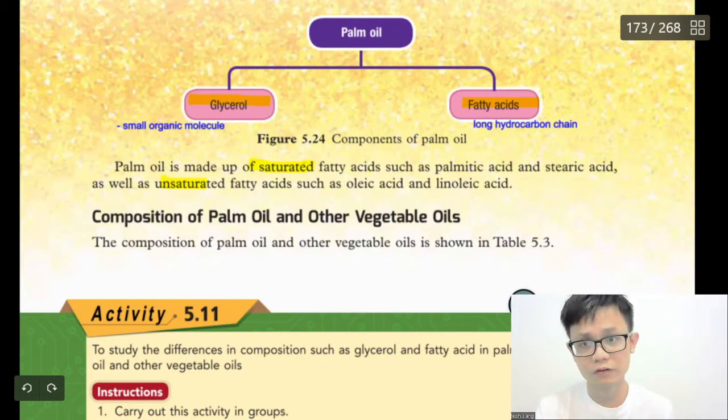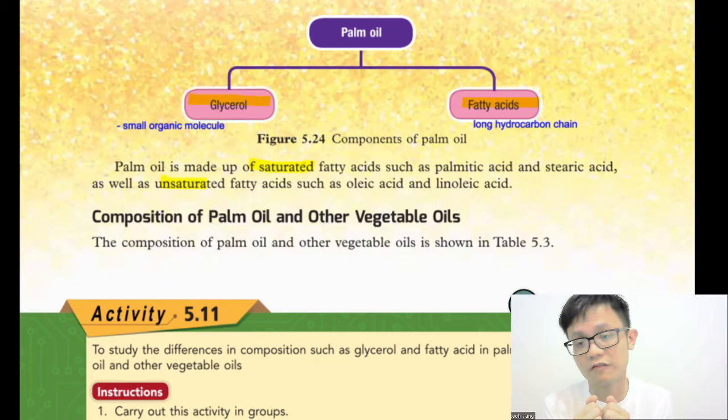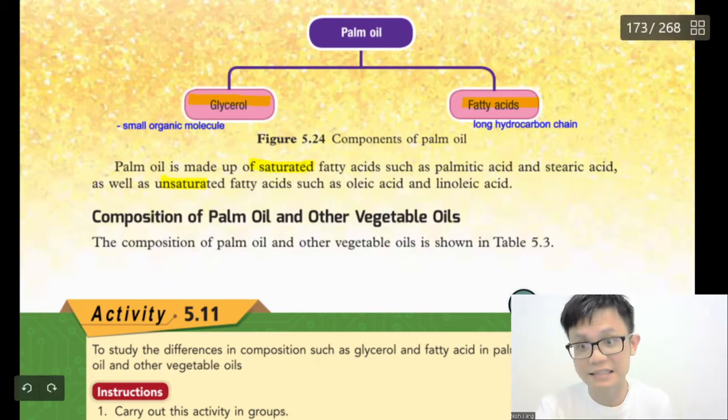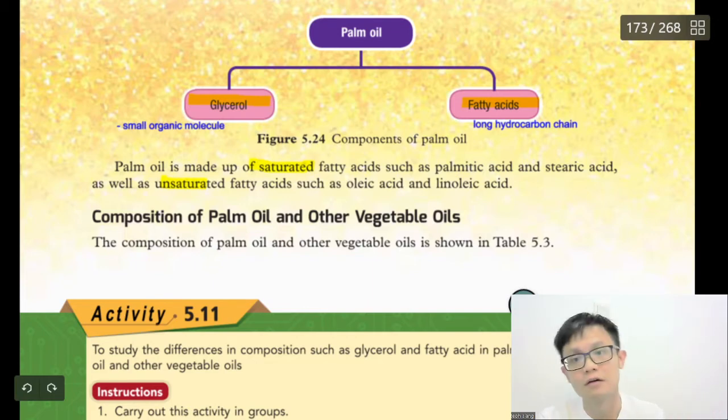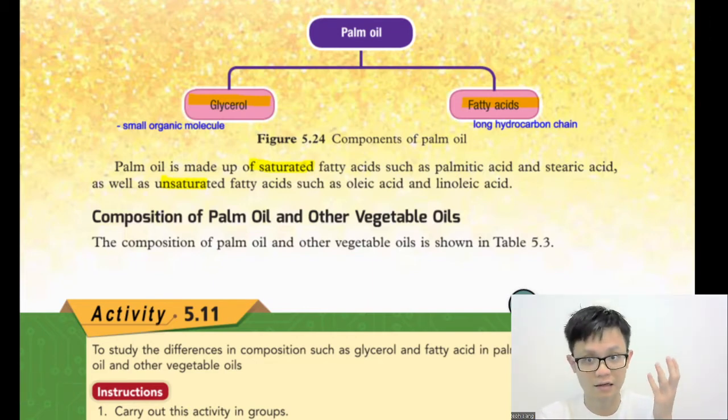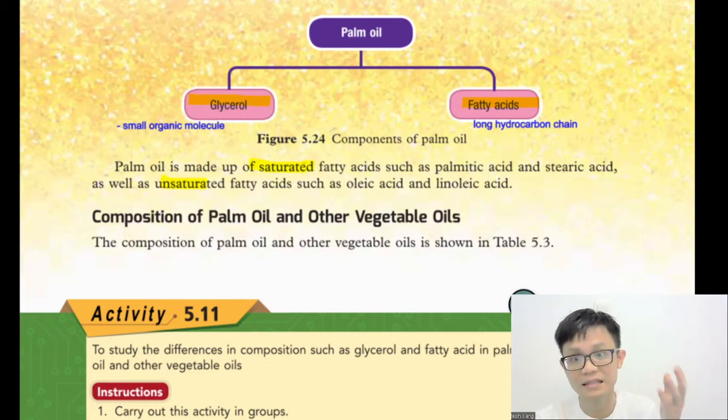So if you don't know, you just search Google. What is another name for saturated, if you cannot find? So the unsaturated one is healthier. It means lower cholesterol, and lower chances of getting a heart attack, blood disease, or becoming fat. So this one you need to know.